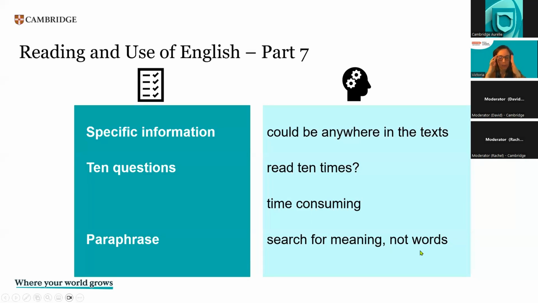Sometimes when you see exactly the same word in the questions and in the text, maybe you should be a bit careful. Let's wait and see if this is the correct answer, because it may be tempting, but maybe it's not the correct answer. Yes, I will give you an example in a minute.